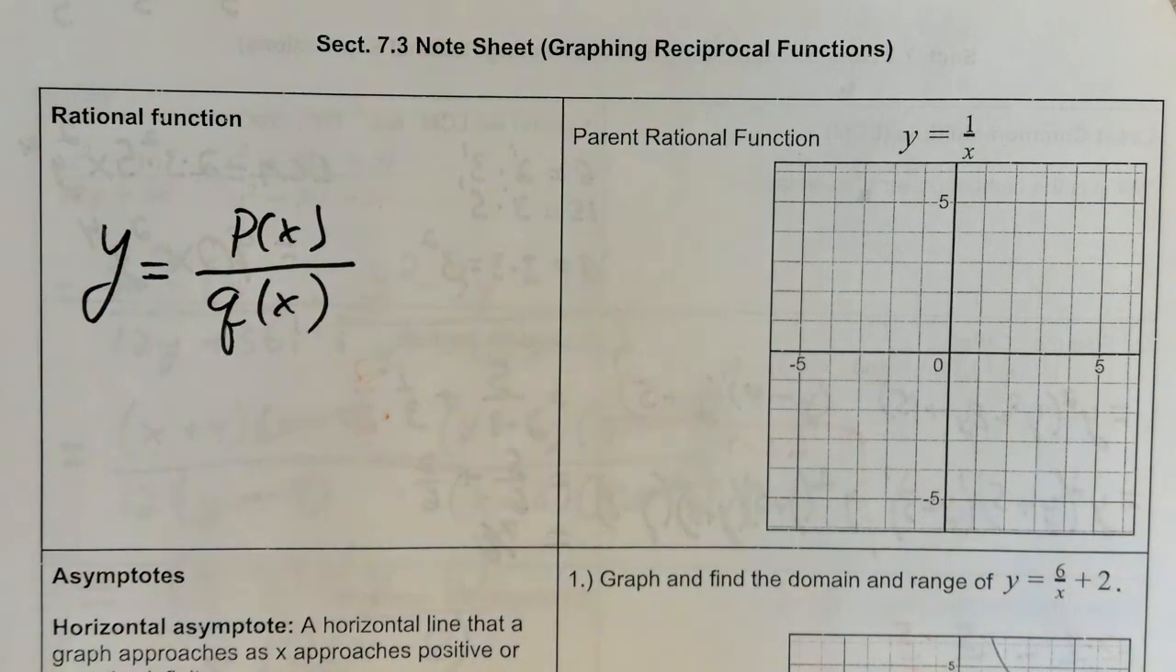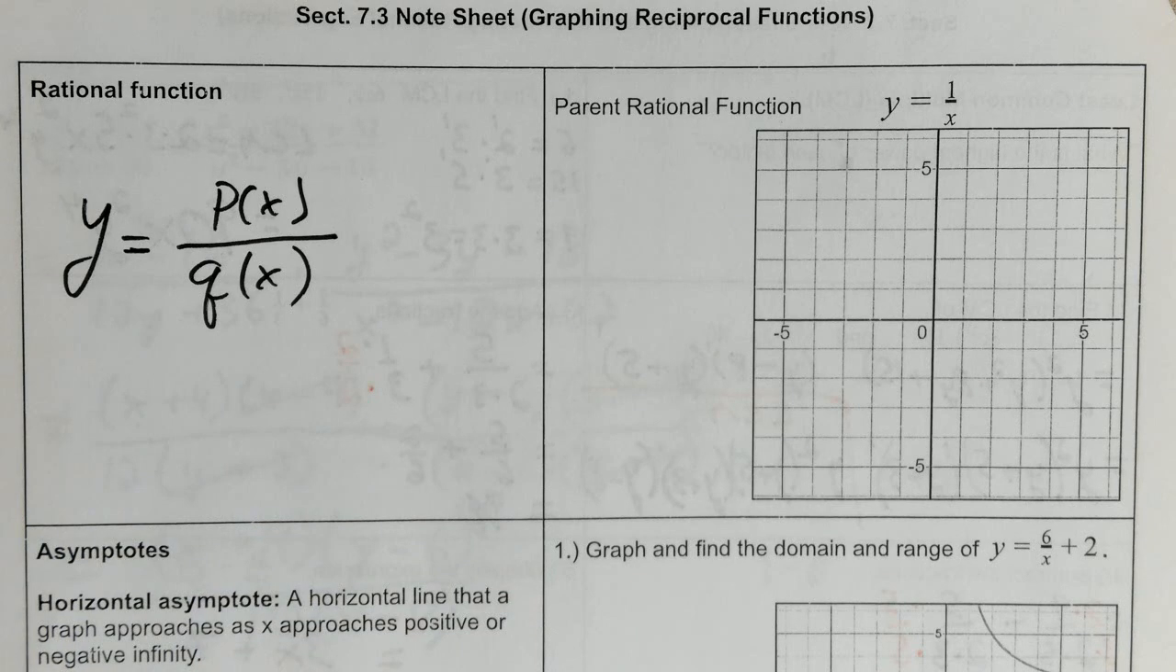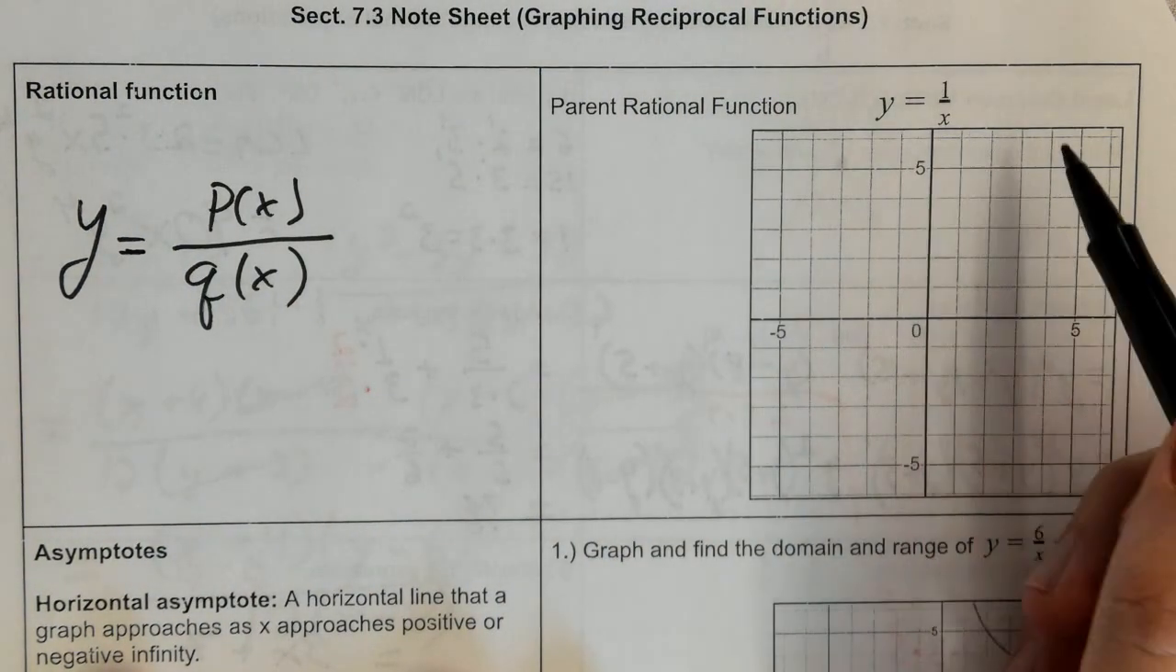And there are lots of different kinds of rational functions. These are some of the more interesting graphs that we will analyze. But the simplest rational function is the parent rational function, the parent function of the rational family, which is y equals 1 over x.